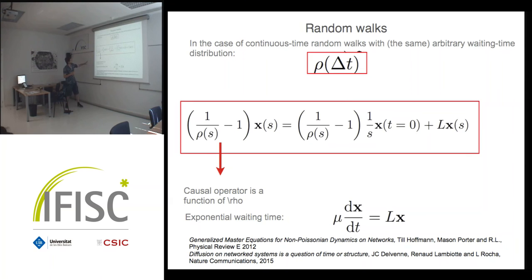Just to complete, when you go back into the temporal domain, this equation gives you an integro-differential equation that shows you that it's non-Markovian. What happens now depends on the whole history in general, except if the waiting time distribution is an exponential. In that case, the temporal dynamics is Poisson, and the whole equation simplifies into a differential equation, and you get the usual dynamics.